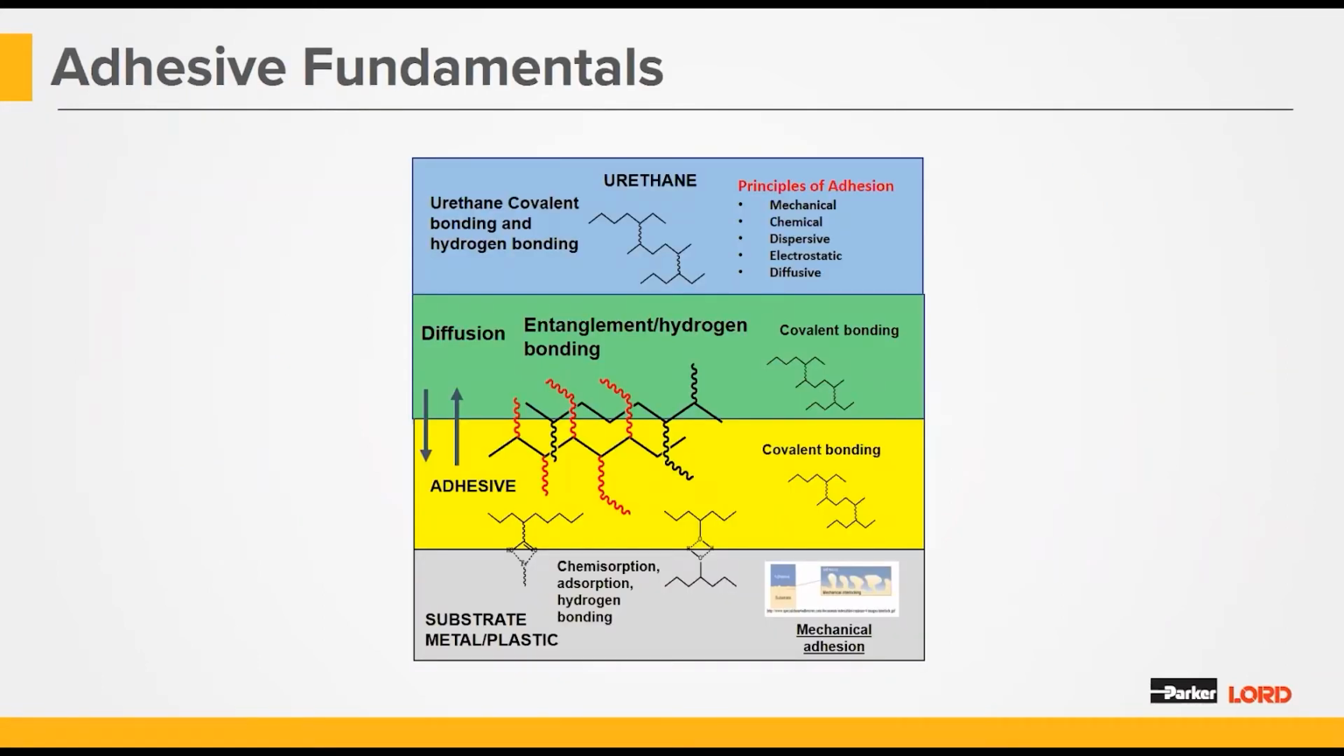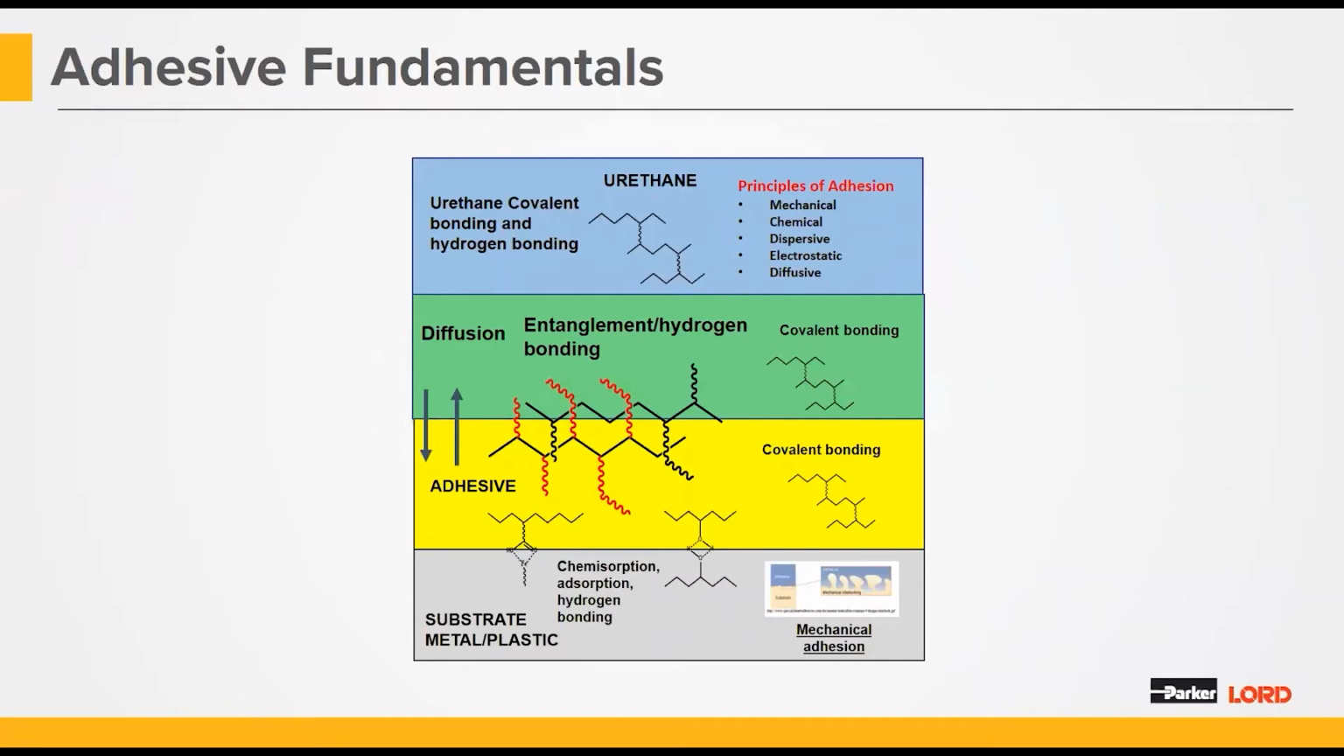Now let's talk about adhesive fundamentals. So taking a look at the schematic here, imagine that this is an industrial part or a wheel, and the bottom part of this in gray is either the metal or the plastic substrate. In yellow is the adhesive that's applied on top of this. Green is the diffusion zone between the adhesive and the urethane, and blue is the body of the urethane.